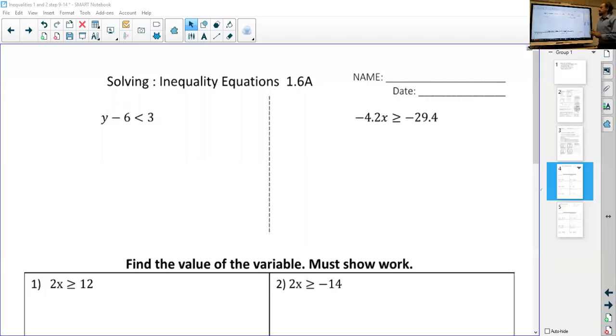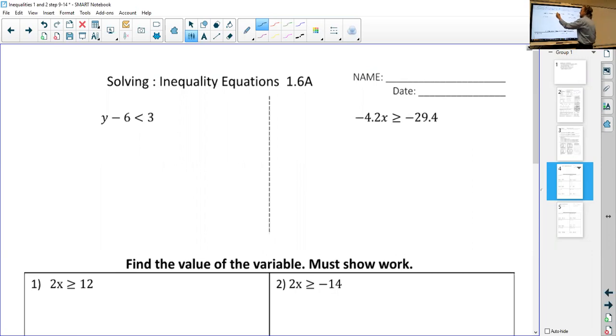Okay, so today we're solving inequalities. It's a lot like solving equations, except we replaced our equal sign with our less than and greater than signs. So if you remember from 6th grade, the alligator eats the bigger number.